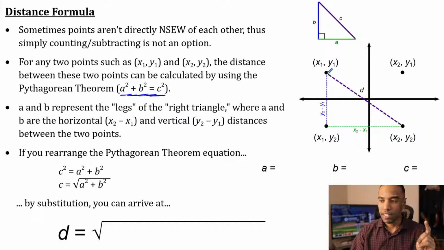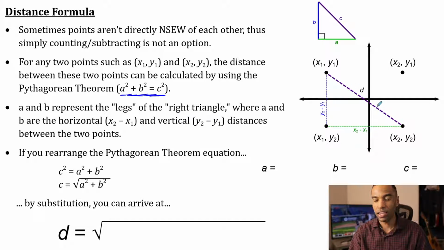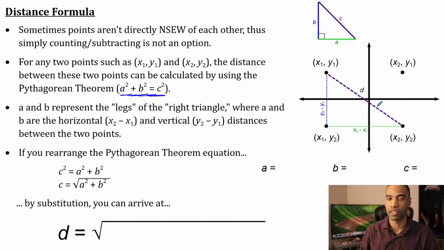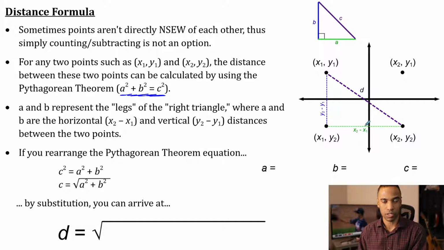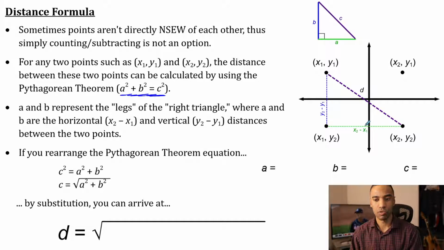Now, if I want to find the distance between 2 points on a graph that are diagonally across from each other, I can use the Pythagorean theorem because I can build a right triangle. I can find the distance between my y values, this vertical distance, and the distance between my x values, this horizontal distance, and use a squared plus b squared equals c squared in the same way. And that's where the distance formula comes from.